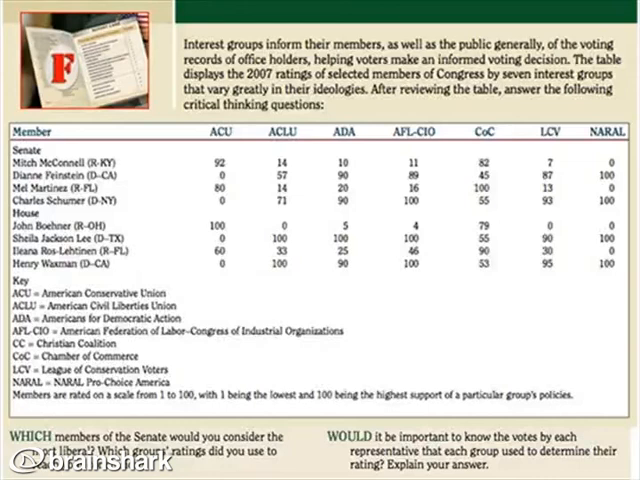NARAL, the one all the way on the right, is a women's organization solely focused on abortion rights, and you can see they give Mitch McConnell a 0, but they give Dianne Feinstein a 100. So very interesting, very powerful. Emily's List, another one. In any case, that's how interest groups influence policy.